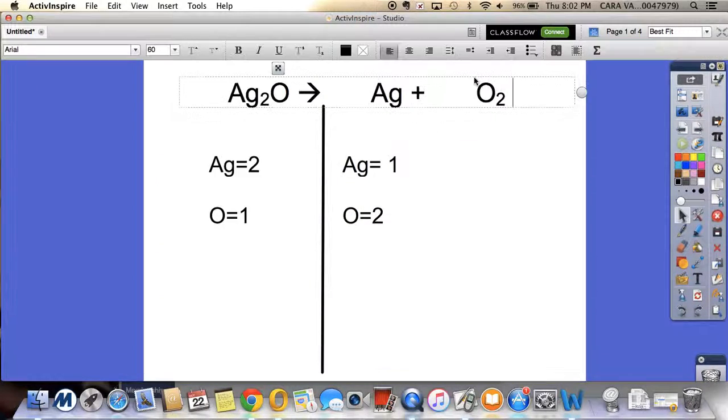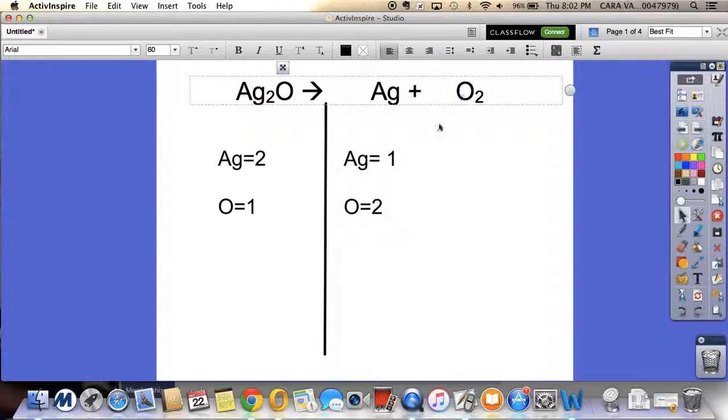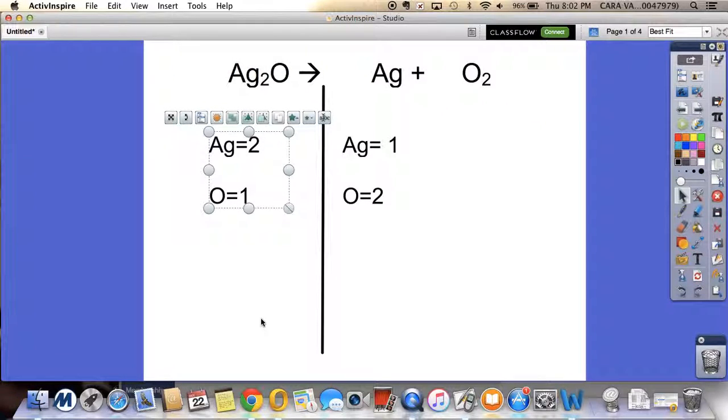And based on the law of conservation of mass, we understand that whatever we start with in a reaction, we have to end with in a reaction. And when you look at this, you see two silvers on the reactant side and only one on the product side. So we've got to change something here. What we can do in this situation is add coefficients. The coefficients actually go in front of the compound.